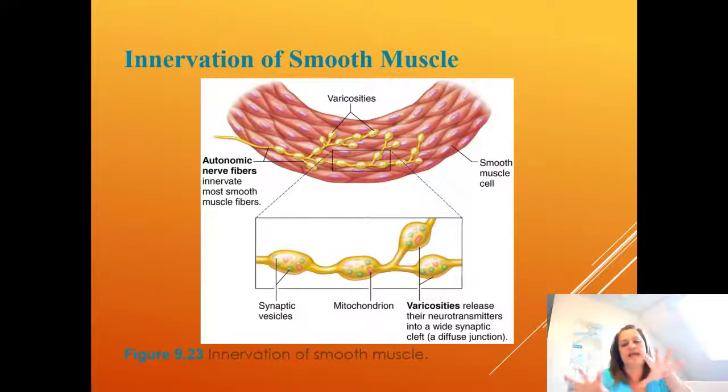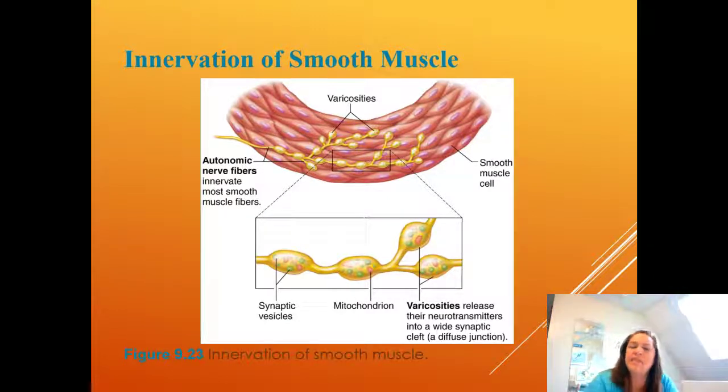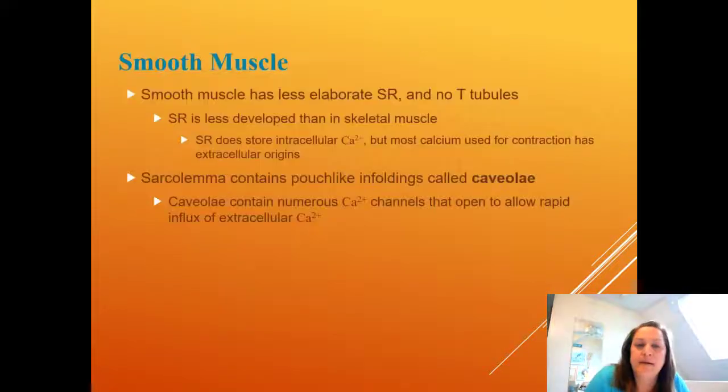It almost looks like seaweed and has these little varicosities, similar to the acetylcholine vesicles that we had before from the axon terminal, except it touches all over the smooth muscle cell. And this is to ensure that when one nerve fiber gets stimulated, that entire area will contract at the same time. It has a lot of sarcoplasmic reticulum, no T-tubules, but we're still talking about calcium.